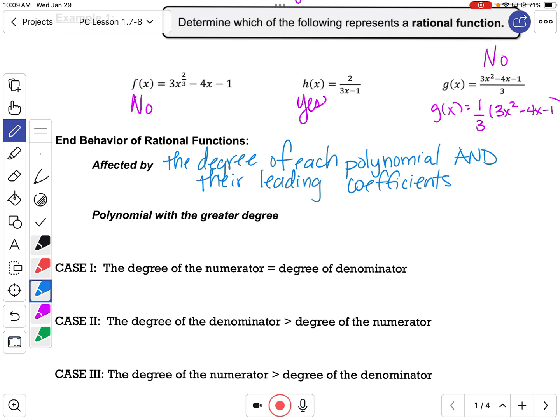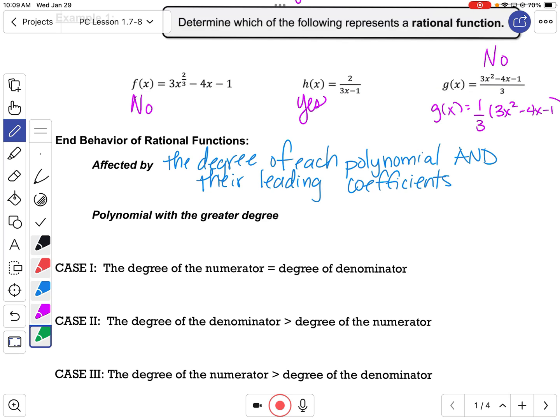Okay, so I can no longer just look at one thing. I've got to look at both and think about how they play together. All right, well, how does that work?